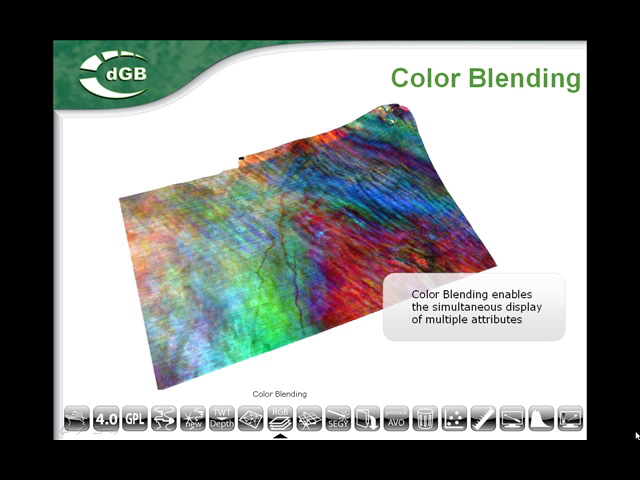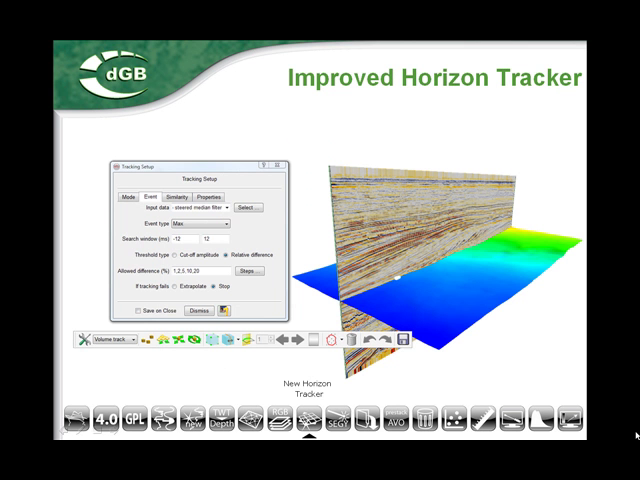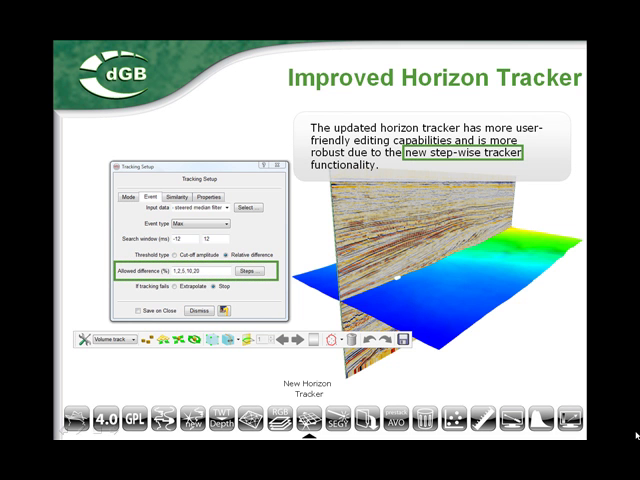Color blending is also supported. It enables you to simultaneously display multiple attributes. The horizon tracker has been overhauled completely. The new tracker is more user-friendly and has much improved editing capabilities. Moreover, we introduce a new stepwise tracking option that makes tracking more robust. Hence you need less editing afterwards.